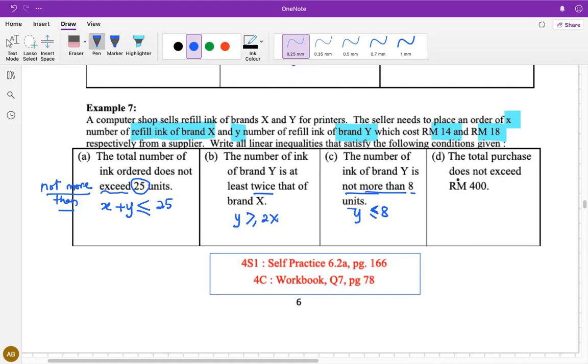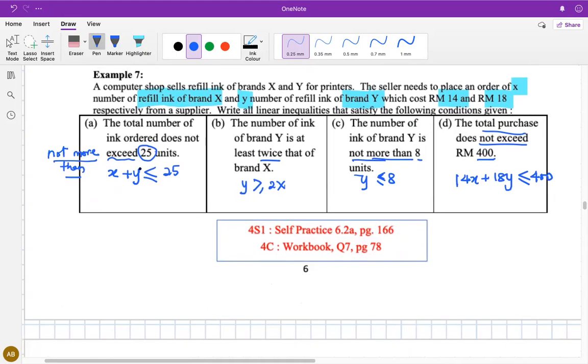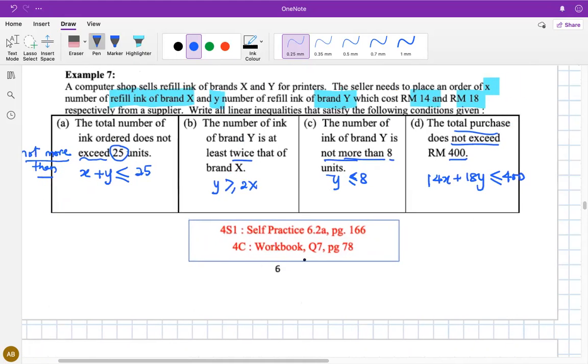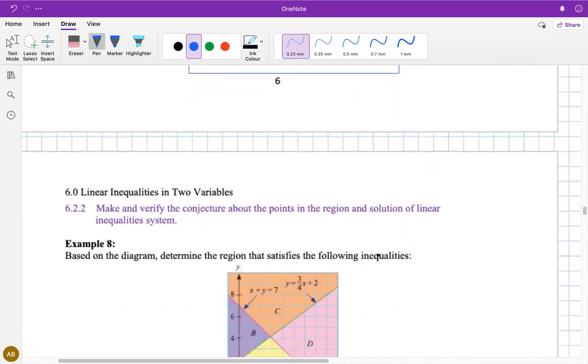The total purchase does not exceed 400. Therefore, we have to multiply the cost by the number of ink X and ink Y. So 14X plus 18Y does not exceed 400, so it must be less than or equal to 400. Okay, does not exceed, the same as before. So try to do workbook question 7, page 78.